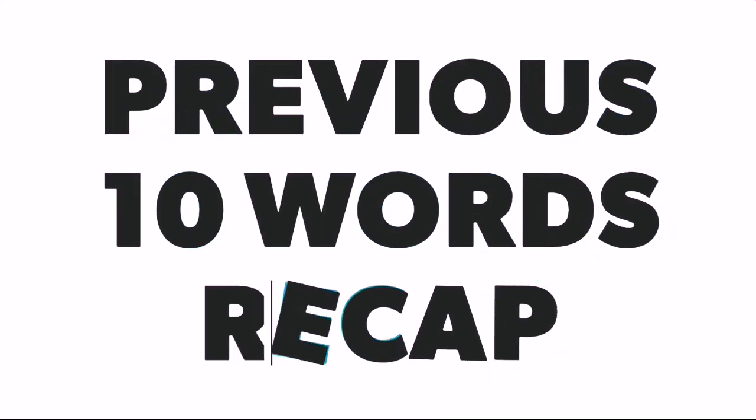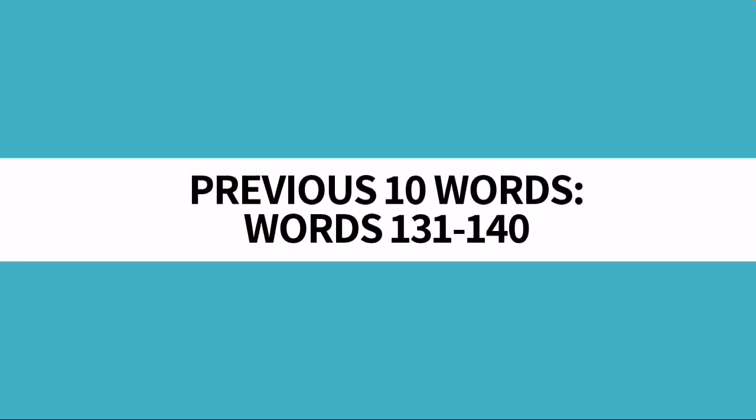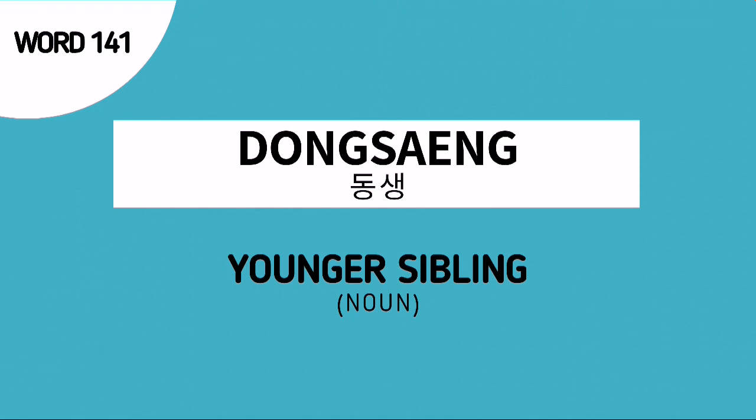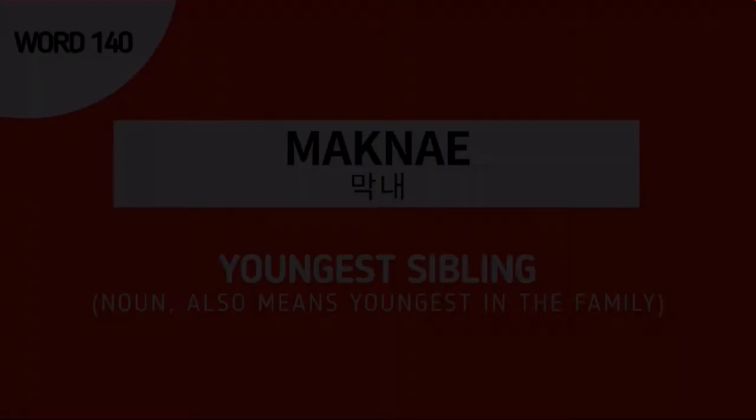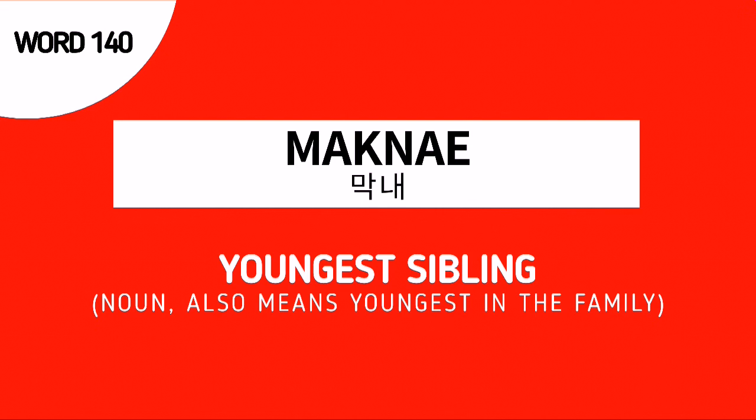Now let's proceed to the previous 10 words recap. As of now, the previous 10 words are words number 131 to 140. Yet, our word for today is word number 141, dongsaeng. And this is the Korean noun for younger sibling. Word number 140 is maknae. And this is the Korean noun for youngest sibling, or this could also mean the youngest in the family.